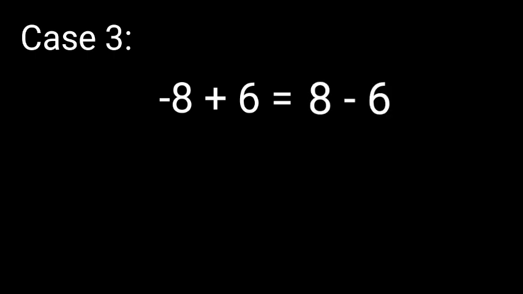Let's look at another example. -8 plus 6. By using the commutative property of addition we can rewrite that problem into 6 minus 8, and the answer is obviously -2. Now let's have the last case, case 4, adding two negative integers.